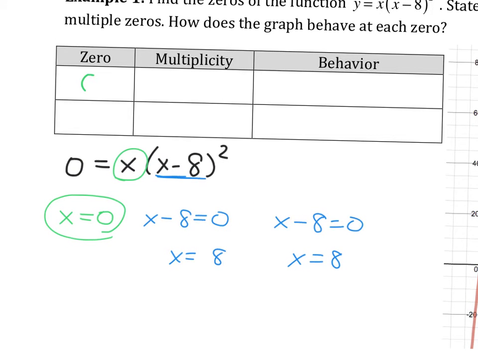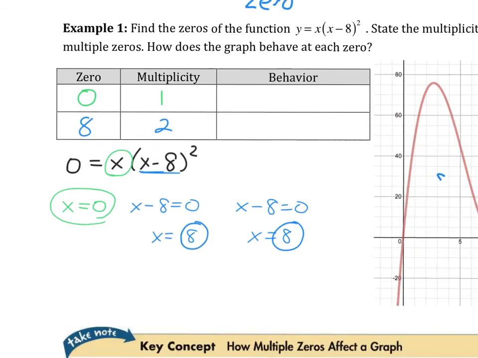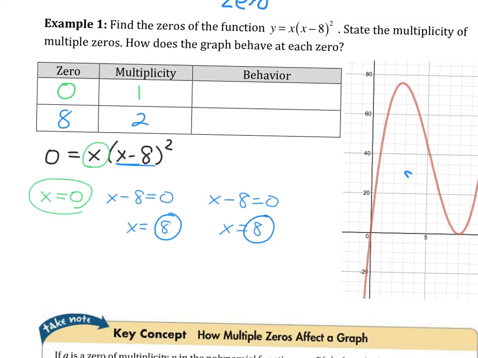So the number 0 is also a 0. It's a 0 of the function. And it has a multiplicity of 1 because it only shows up once. We'll look at the behavior in just a moment when we look at the graph. Next, 8 is another 0, shows up twice, so it has a multiplicity of 2. Now, here's the key thing. What we want to do is look at this 0 right there, which is the number 0, and this 0 here, which is the number 8.